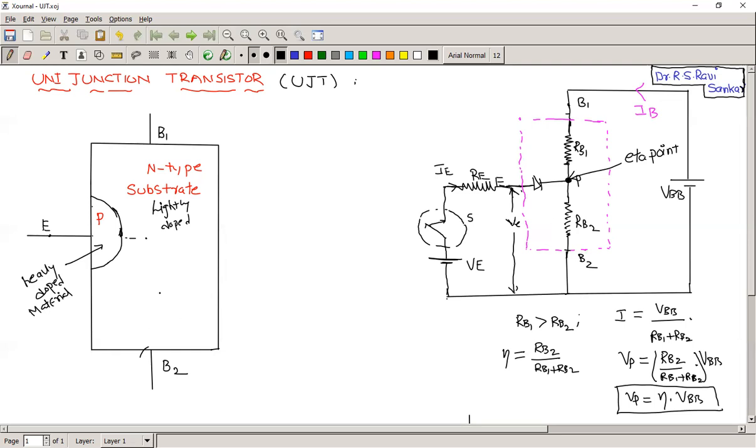Already we said that this base area is lightly doped. It is injecting more charge carriers. Some charge carriers will be combining with the holes. Here it is injecting holes. So this p-type is injecting more charge carriers, p. Some charge carriers will be combined with the electrons in the n-type material because it is lightly doped. So in this region, more holes will be accumulated.